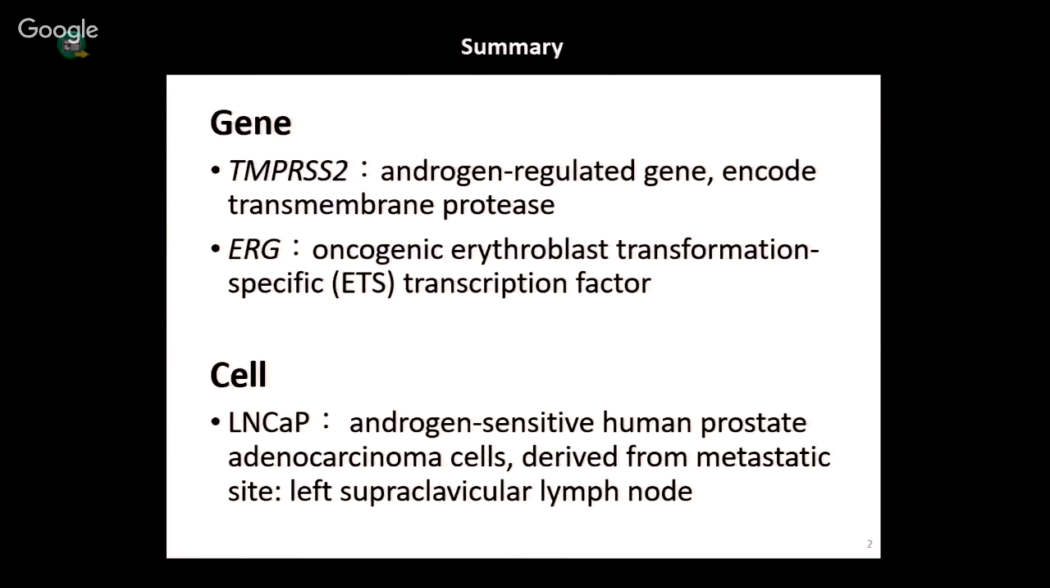Before we start, let's take a look at the important genes. First, TMPRSS2 is an androgen-regulated gene encoding a transmembrane protease. The second gene is ERG, an oncogenic erythroblast transformation specific transcription factor. Also important is the cell line LNCaP, an androgen-sensitive human prostate adenocarcinoma cell line derived from a metastatic site.